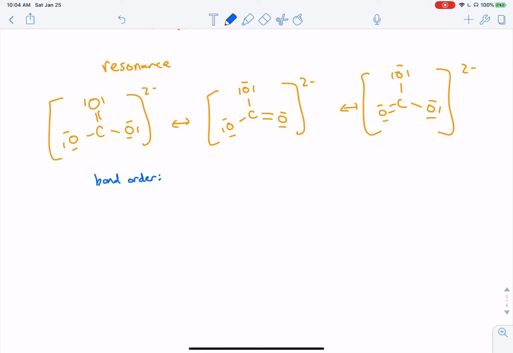Oh, so bond order here. Okay. So how many total bonds do we have in this structure? 4. Because there's 4 bonds between all the oxygens. I got to be careful about that. And how many oxygens are bonded there? 3. So this bond order is 1.33.